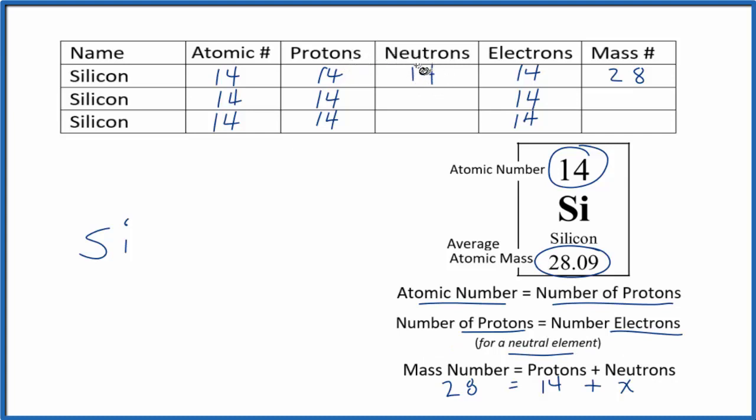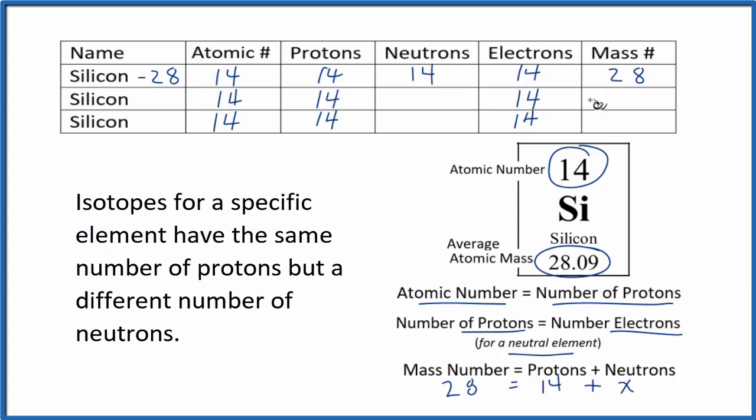So protons plus neutrons gives us our mass number. And we name this silicon-28 based on its mass number. This is the most common isotope of silicon. If you had a sample, a big block of silicon, about 92% of the atoms would be this isotope. They'd have 14 neutrons. There are two other stable isotopes.